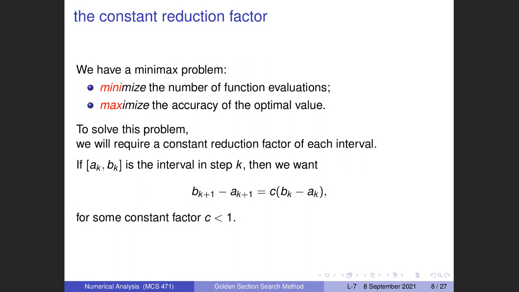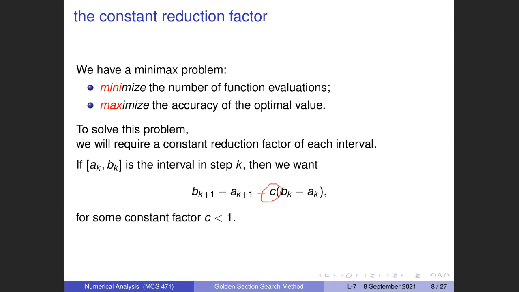Now, the minimax problem is vaguely stated, and solving this problem in full generality we will not do. We will narrow the problem down by adding an additional constraint. In every step, the size of the enclosing interval will be reduced with a constant factor. We call this factor c. So we are looking for a constant reduction factor c.